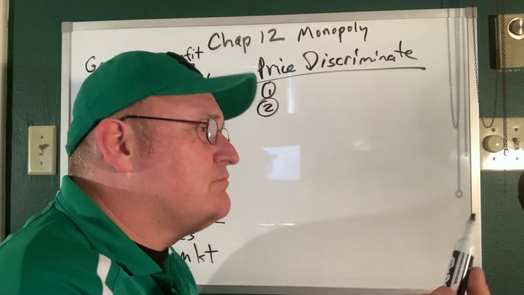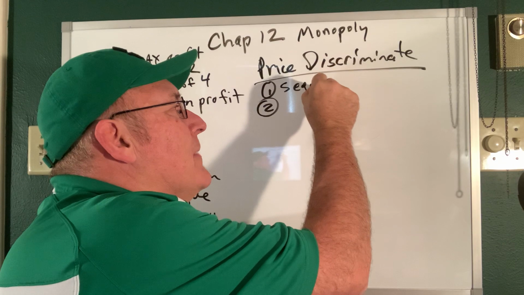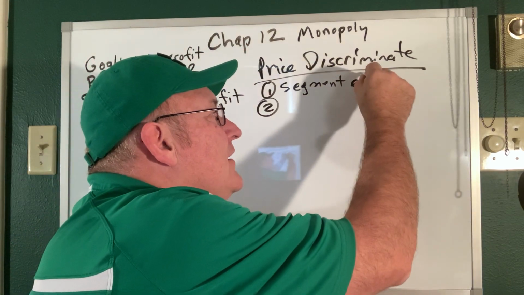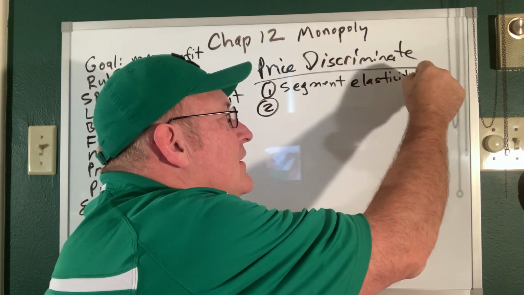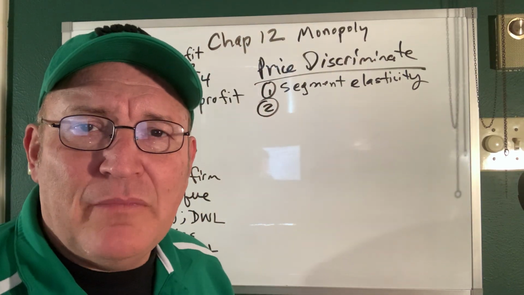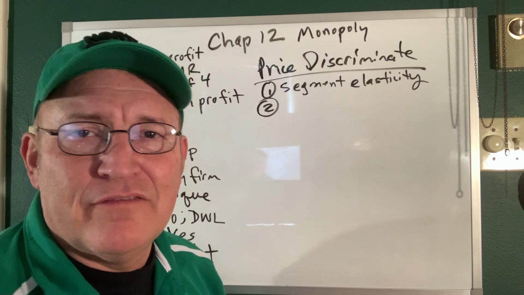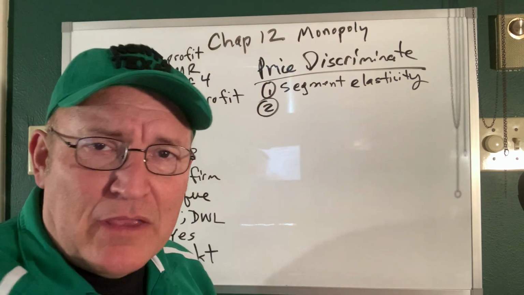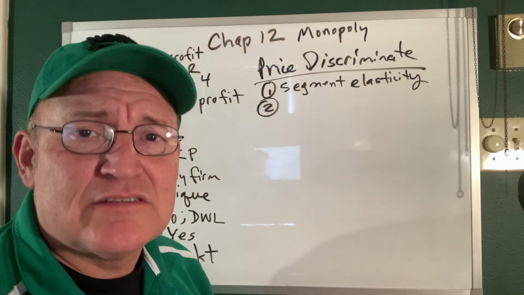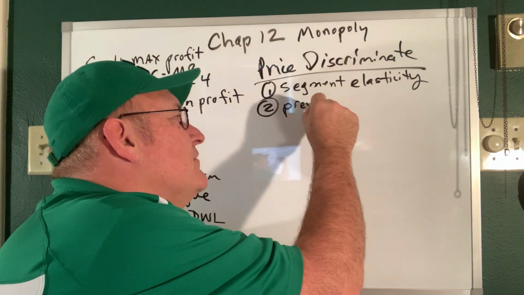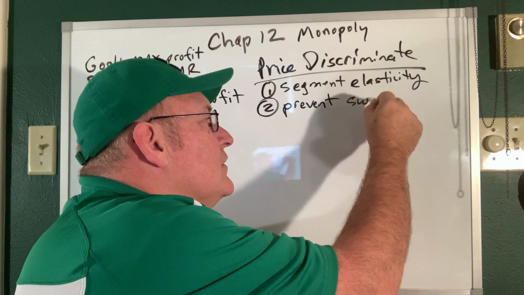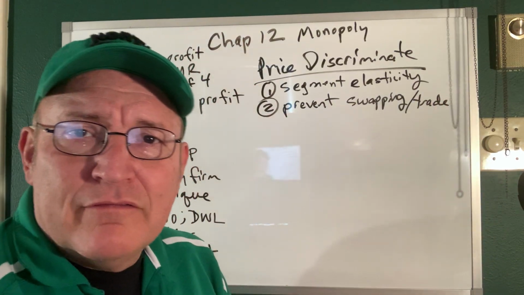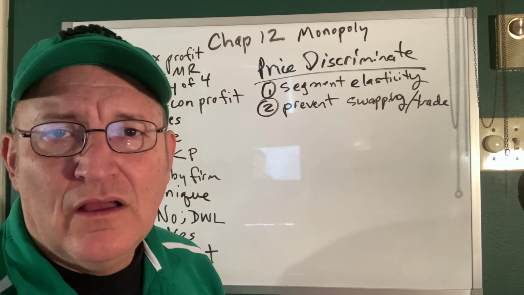The first, and probably most important, is they have to be able to segment different groups of customers by elasticity. And if you forgot what elasticity means, or you just stumbled upon this video, go back to an earlier video. You can look it up where I talk about and explain elasticity. Okay, but it's basically price sensitivity. Okay, you have to be able to segment by price sensitivity, elasticity, and then the second thing you have to do is prevent swapping or trading, because it does no good for one group to be able to buy at a low price and then swap or trade with the other groups.